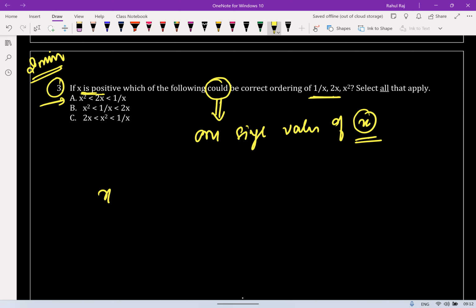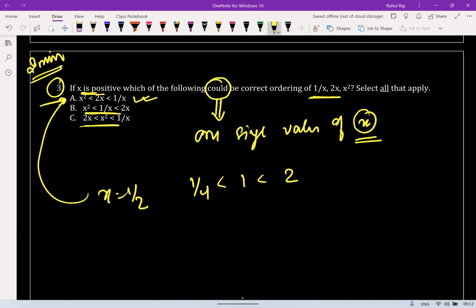So when you put X equal to half, order number 1 suffices, that is 1 by 4 is less than 1, and this is less than 2. When I put X equal to half in A, check. Agreed. So this order will be considered in the answer. Now you have to check, Alexa, whether there is any positive value of X which suffices order number B and C. Simple logic. I used whole numbers. I didn't use 1 by 4 or point.